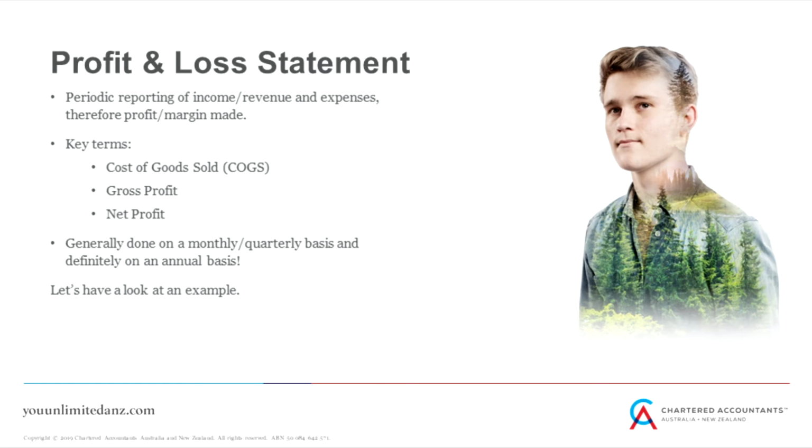There are some key terms that I want to bring you up to speed with before we go through an example. The first one is costs of goods sold. Now, costs of goods sold are essentially the costs involved as we produce our product or deliver our service. You can think of these as variable costs, so they're costs that vary depending on how much we sell.